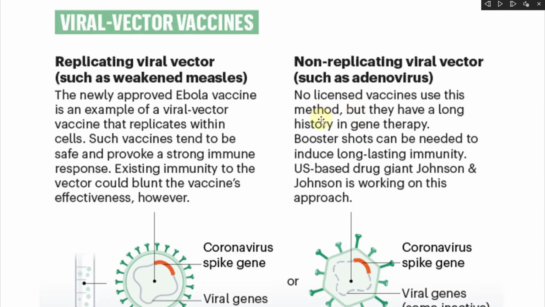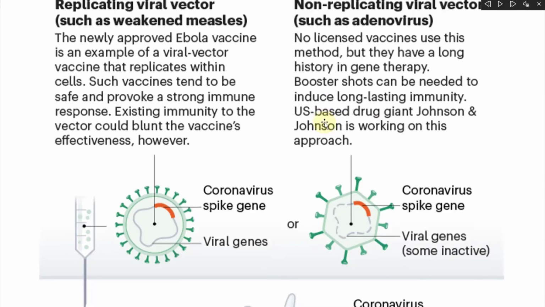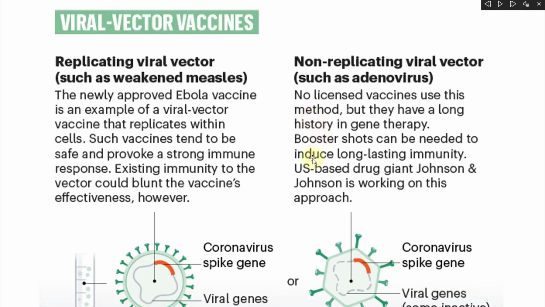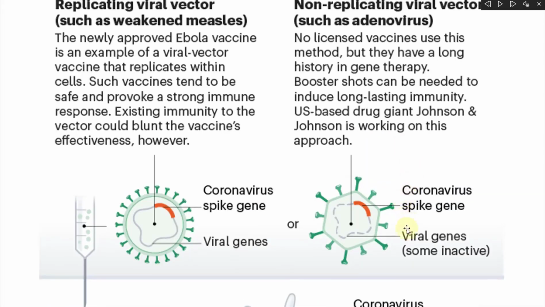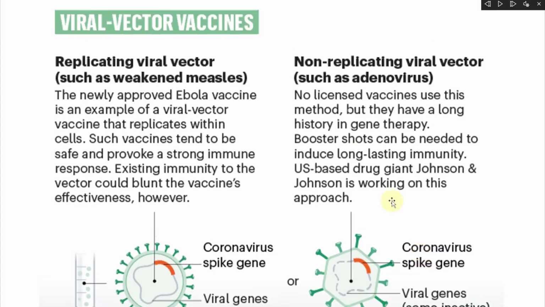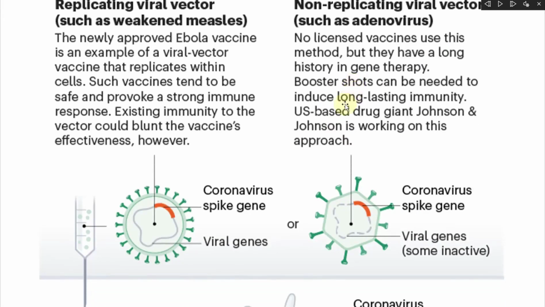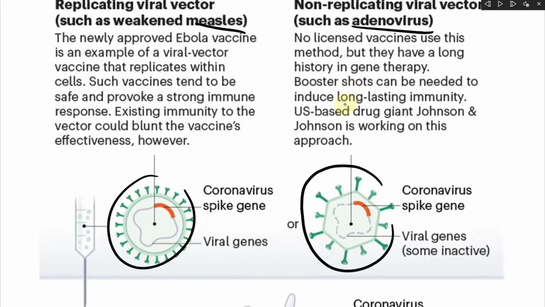That was just pretty interesting. So booster shots, subscription-based vaccine induction. US-based drug giant Johnson & Johnson is working on this approach. So what you'll have is a coronavirus spike over here. Again, you want to code for that. There are viral genes somewhere inactive, to prevent replication. And then you'll have the vector right here, such as adenovirus. And this one here is weakened measles.